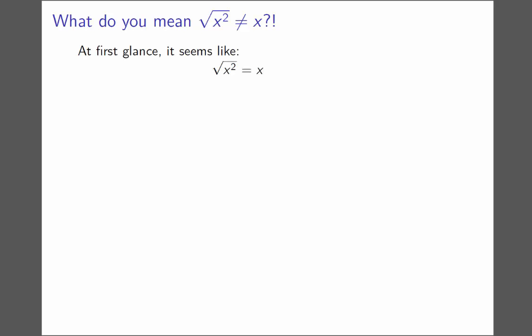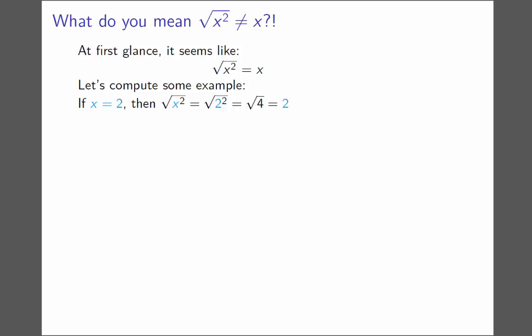At first glance, it seems like the square root of x squared should equal x. Let's compute some examples to see why this is not always true. If x equals 2, then the square root of x squared is the square root of 2 squared, and 2 squared is 4, so this is the square root of 4, which is 2, the x we began with. So it looks like the square root of x squared equals x in this case.